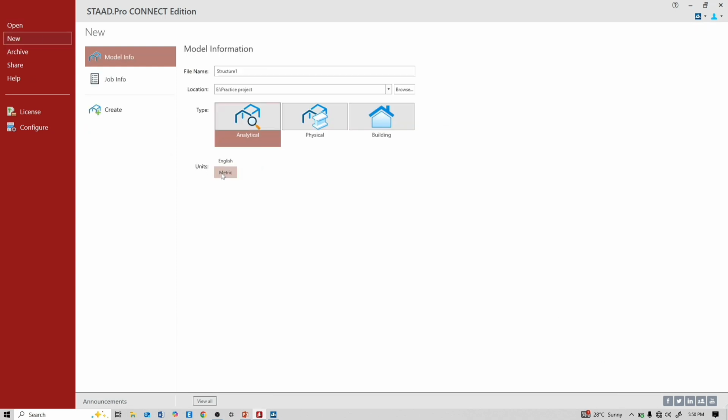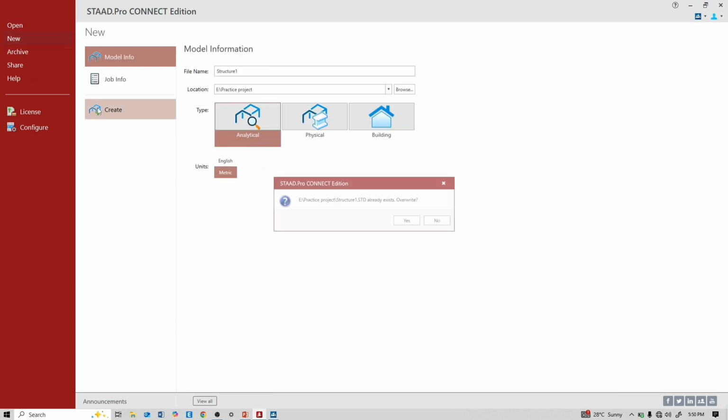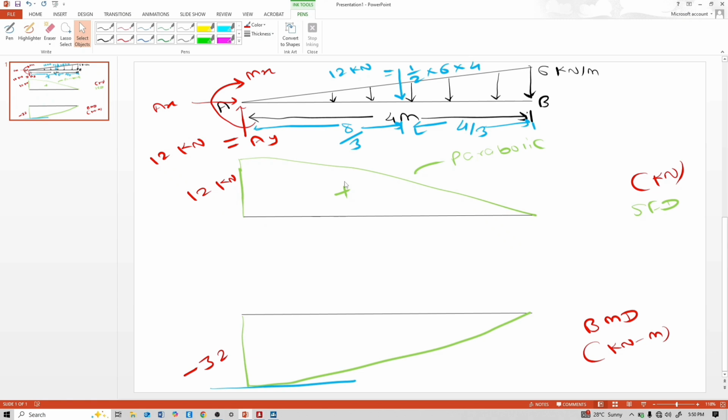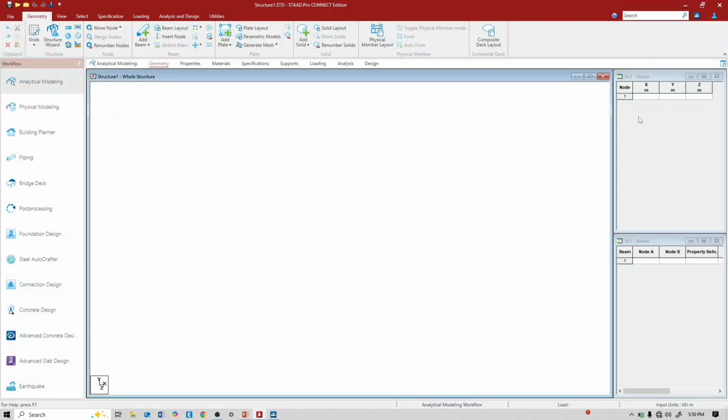New, unit is metric, type is analytical. Create. Total length of the beam is 4 meters. So node 1 is 0 and node 2 in the x direction is 4. So add beam. Second, give some properties.